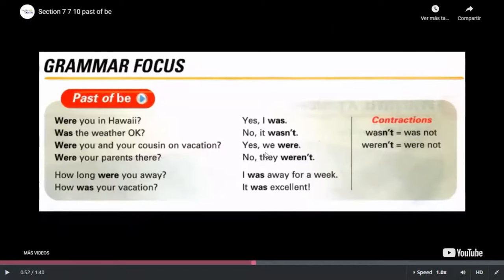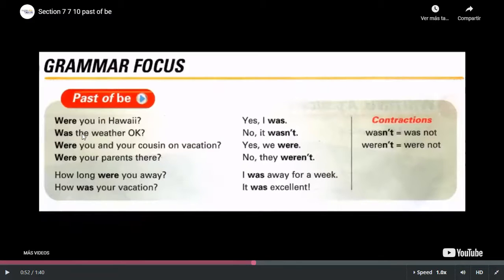Was for singular, third person, first person, right? I was, he, she, it was, okay? Or wasn't, the negative. Now, plural, we use were, okay? You were, we were, they were, or weren't, which is a negative form, okay?